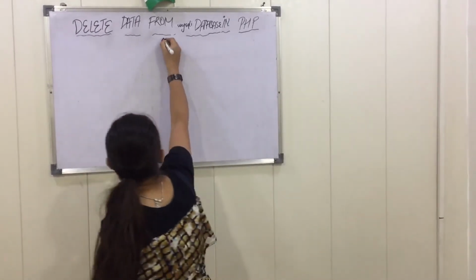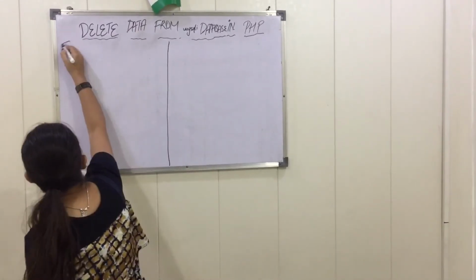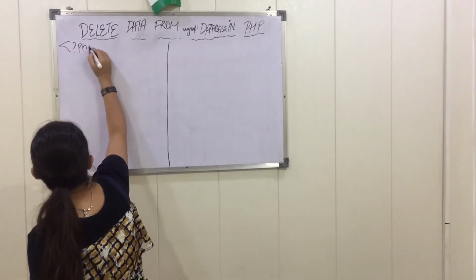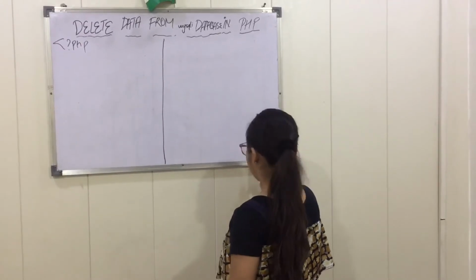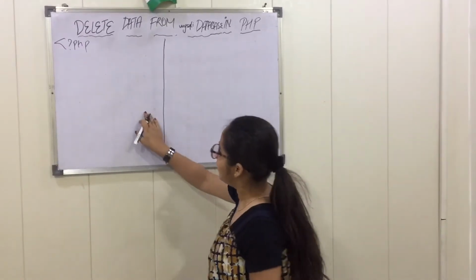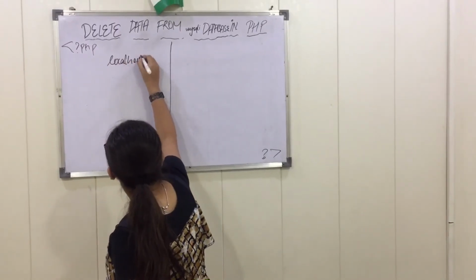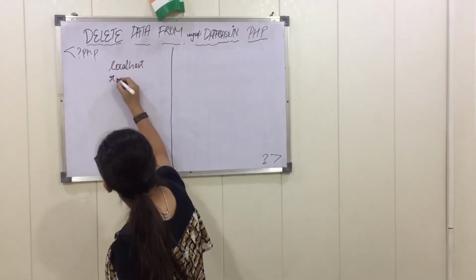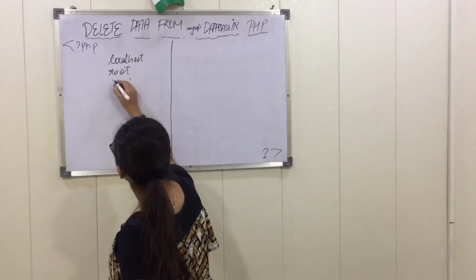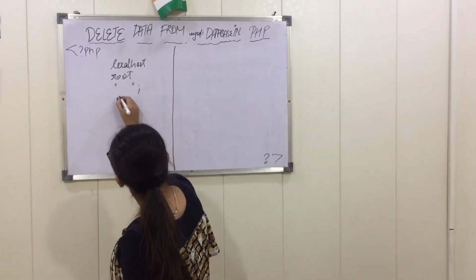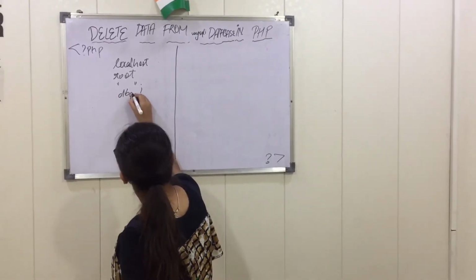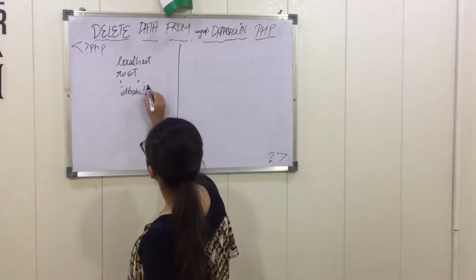Suppose this is my example, PHP tag start and PHP tag close. In between this, first of all we'll make a connection. We will write localhost, root, password, that is empty. After that db, abc, which is my database name.